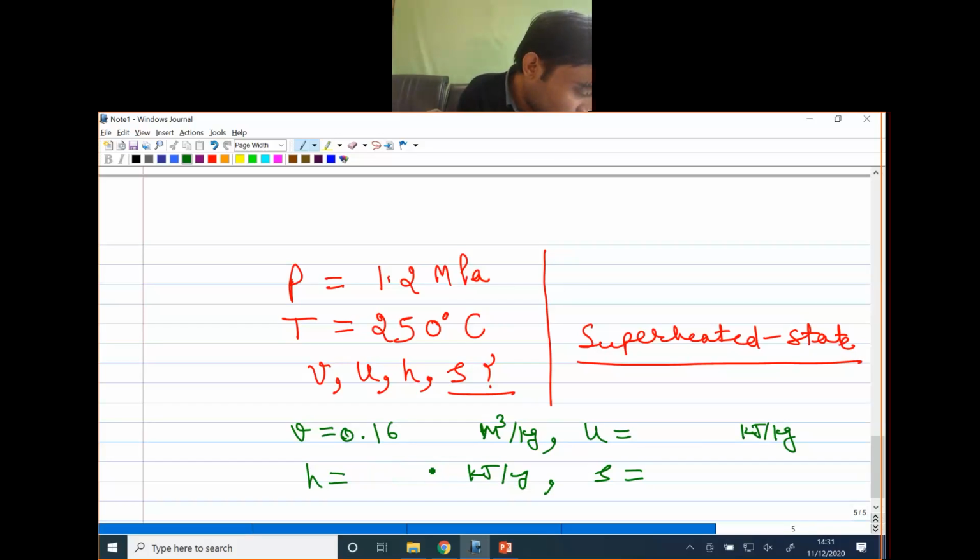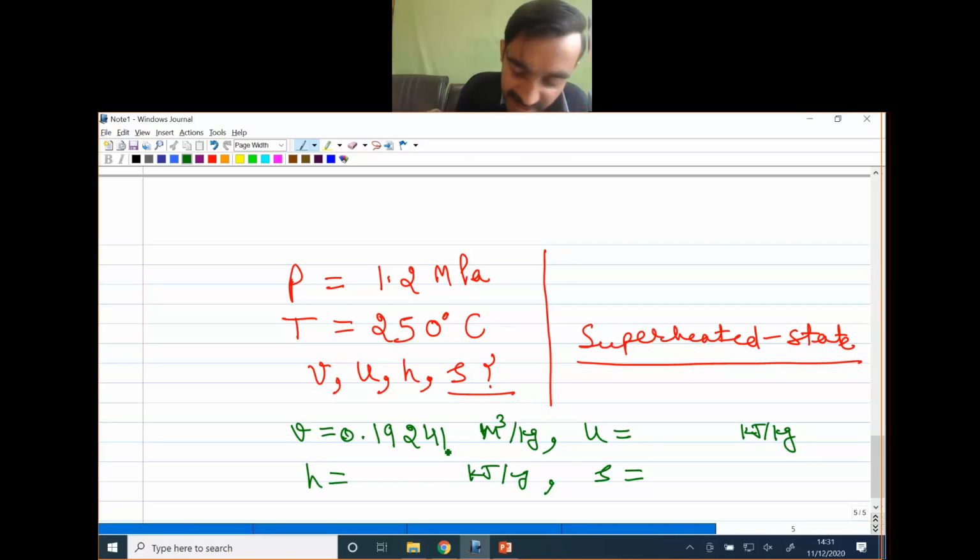Okay, so now I am correcting the values. So the correct values are... Sorry, I have written the incorrect values corresponding to 200. So if I go to 250 degrees Celsius, yes, you all are correct. Specific volume is 0.19241 meter cube per kg.